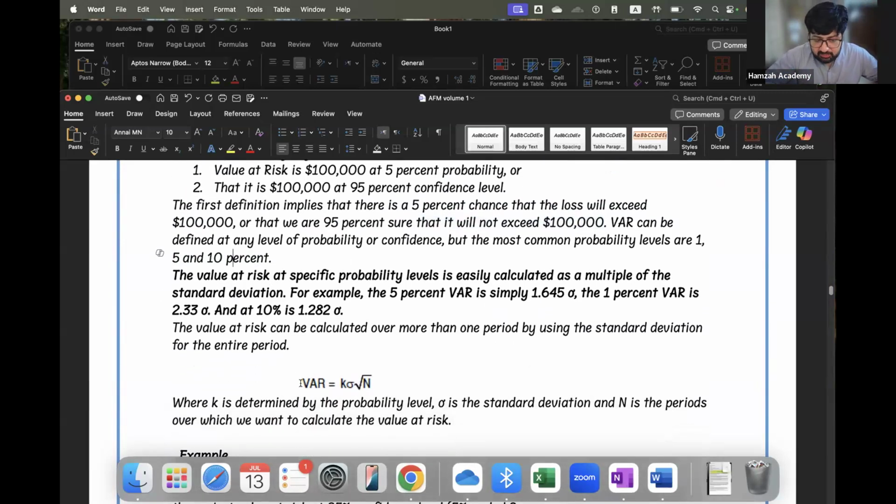Value at risk has this formula: value at risk equals K times standard deviation times the square root of N, where N is the number of years, and K is the value. The value of K at 5% is this, at 1% it is this, and at 10% it is this. You need to memorize these three values. Unfortunately, you need to. If it is tested in the exam, it will not be provided to you.